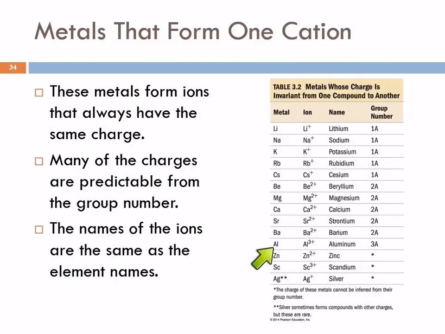When we name these ions, the ion name is the same as the element name. So lithium ion is Li+. Magnesium ion is Mg2+. There's nothing else that needs to be added. We don't need to indicate what the charge is because we know what the charge is from the periodic table, and we've memorized zinc and silver.